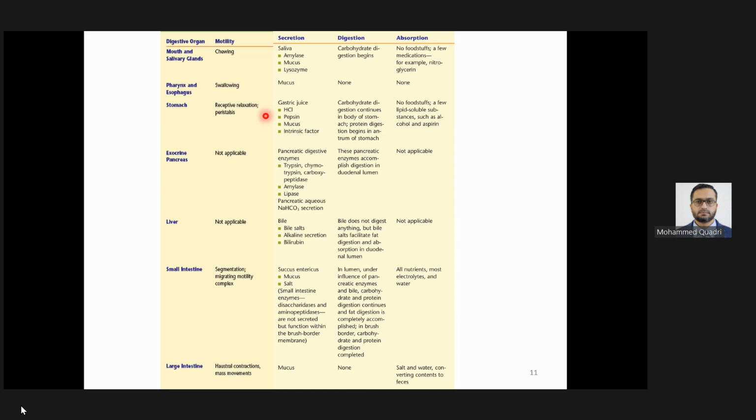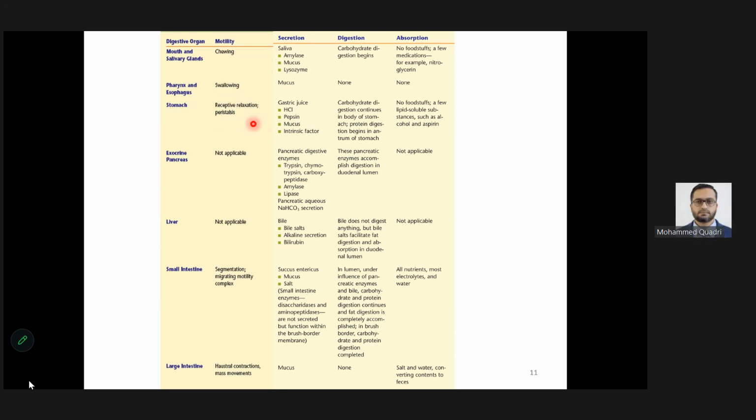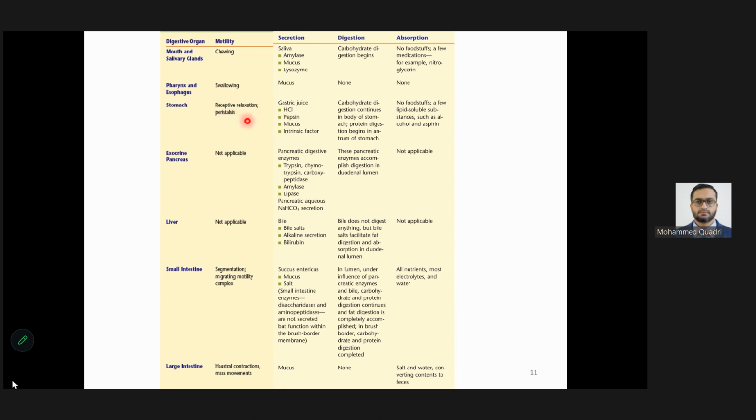Now, if the patient has undergone vagotomy, which aspect of the motility will be affected? Receptive relaxation. Absolutely right. This is how you have to study the GIT in the applied aspect. Knowledge of secretion, we have applied to the motility. Something we use in the control of secretion management, what side effect does that management have? Are you getting it?